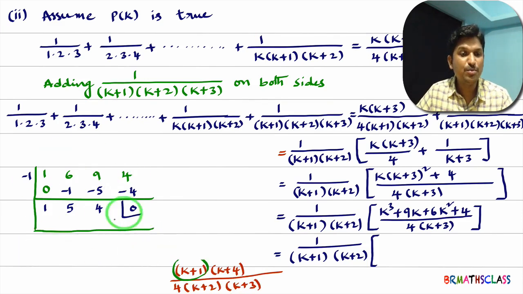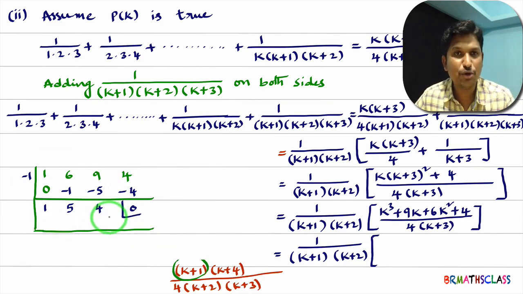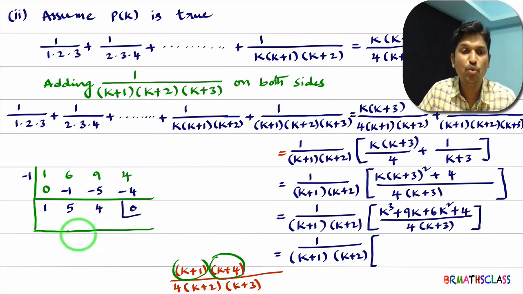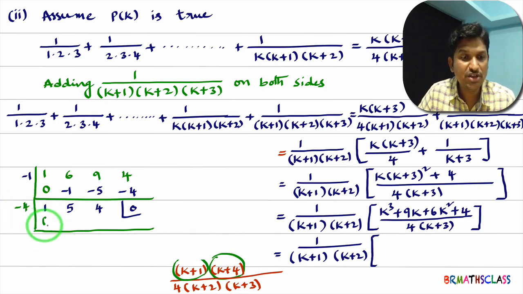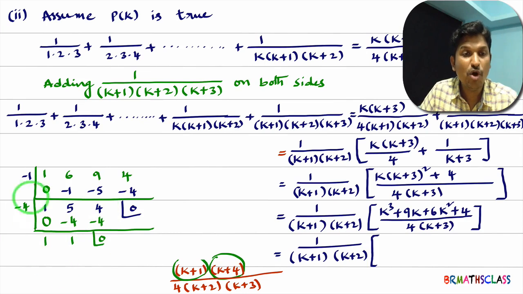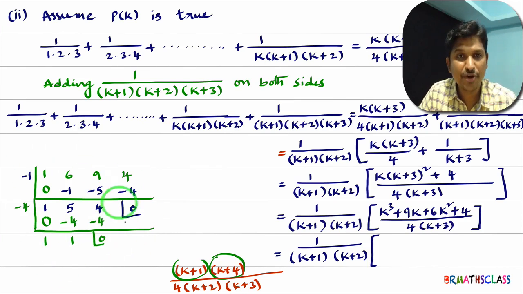Actually, in the last problem, we stopped at this point only. But we can continue this further. As you need k plus 4 also, I'll write minus 4 here. Now, as usual, 0 will be there here. 1 plus 0, 1. Minus 4 into 1, that is minus 4. 5 minus 4, that is 1. Minus 4 into 1, minus 4. 4 minus 4, 0.